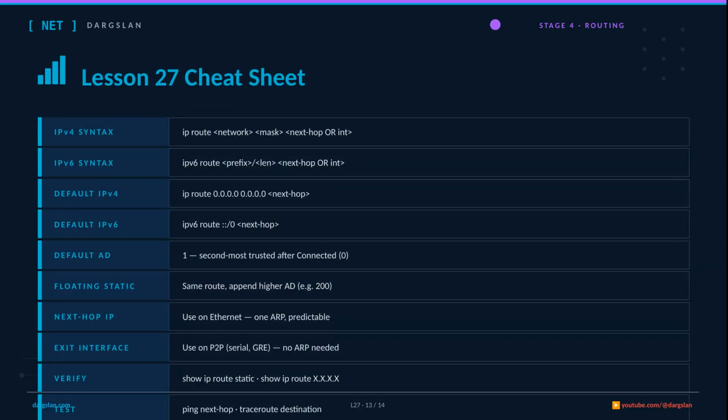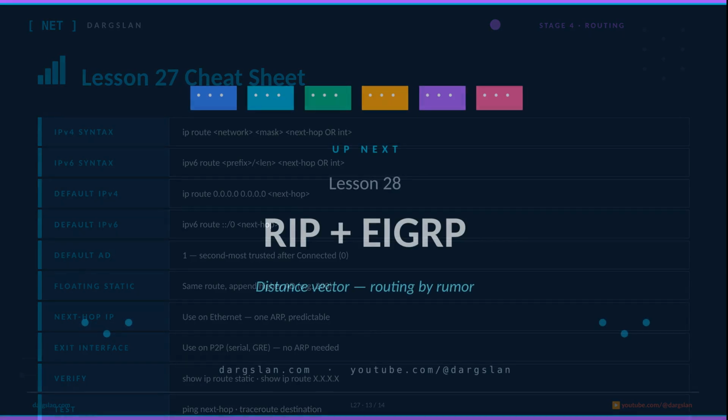Keep this cheat sheet close. It's everything you need at a glance. IPv4 and IPv6 share the same shape, just swap in the prefix length notation for v6. Defaults are quad 0 or ::/0. Remember, static routes write in at AD1, floating statics sit higher around 200, and when something breaks, reach for show ip route static, then ping and traceroute to prove the path end to end. That wraps up static routing.